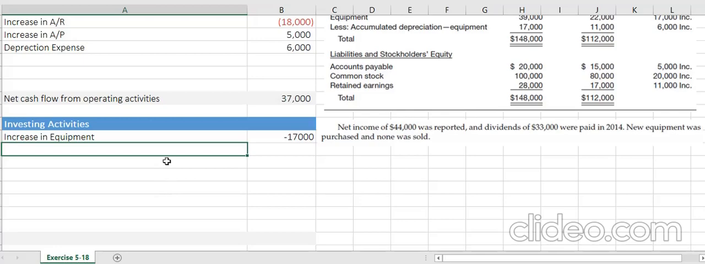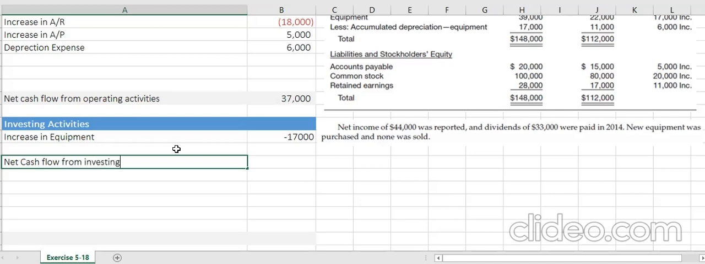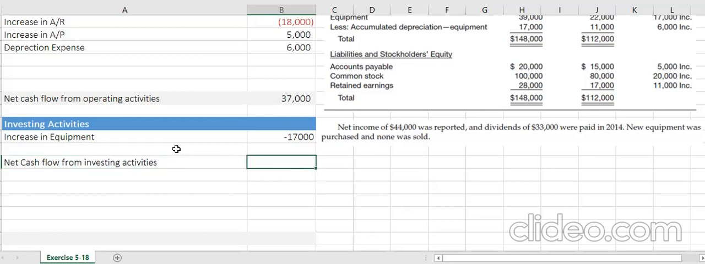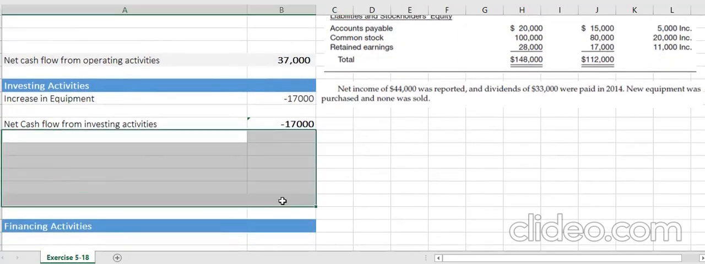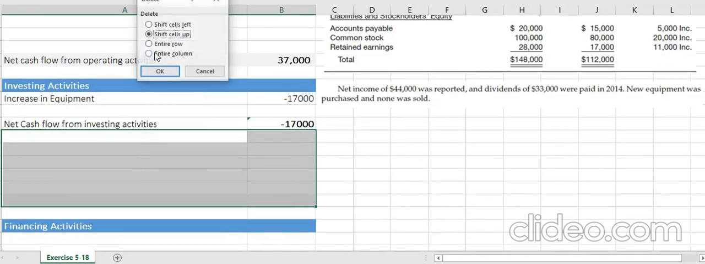So at the end, we can calculate the net cash flow from investing activities. How much net cash flow do we have from the investing activities? We have a net cash flow of minus $17,000, or cash outflow. We had no positive inflow there. I can delete these extra rows as well.